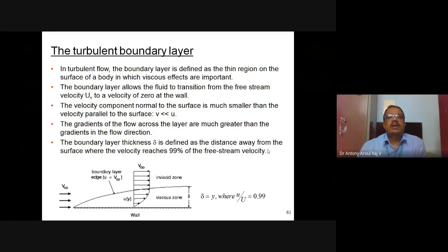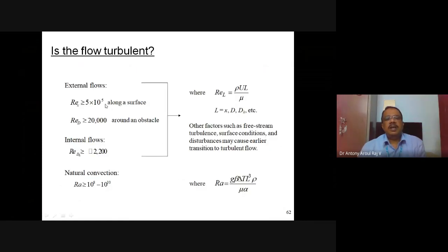That's it. Whenever you have a boundary layer, you will have a laminar boundary layer and a turbulent boundary layer. It depends on the Reynolds number. When the Reynolds number for a flat plate is greater than 5 into 10 power 5, you will have turbulence. Similarly, if the Reynolds number is greater than 20,000 for flow over an obstacle, I'm going to have turbulence. For internal flow, if it is greater than 2200, I'm going to have turbulence. Even in natural convection, if the Rayleigh number is greater than 10 power 8, I'm going to have turbulence. So there is some parameter beyond which you will have turbulence.